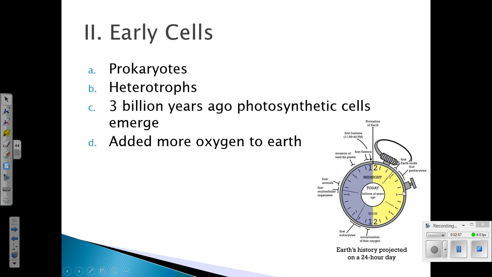And then notice how much time spans in between that and oxygen being put in the environment by those photosynthetic organisms. The first eukaryote cells emerge. First animals, and plants move to land, not until up here. Plants were mainly waterborne before. First flowers, which means sexual reproduction was really starting to happen right about there. And then the first humans were at 11:59 and 40 seconds p.m. We really haven't been around that long. Humans have been around for about 2 million years.